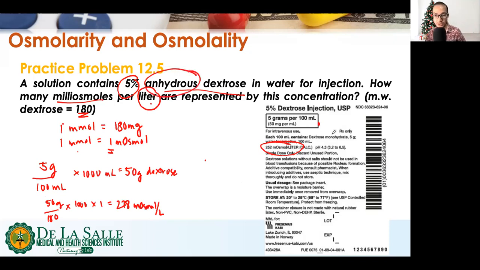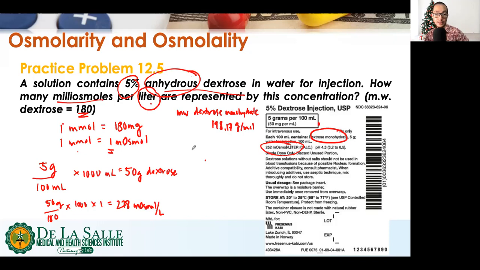The dextrose that is contained in this solution is dextrose monohydrate. Now what we have here is anhydrous dextrose. Because of that, they have different molecular weights. The molecular weight of dextrose monohydrate is, hold on, I took note of it, equal to 198.17 grams per mole.